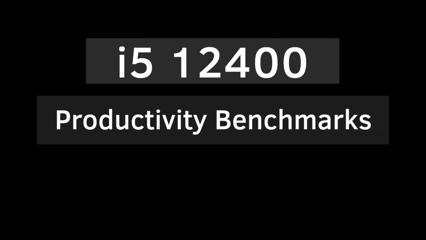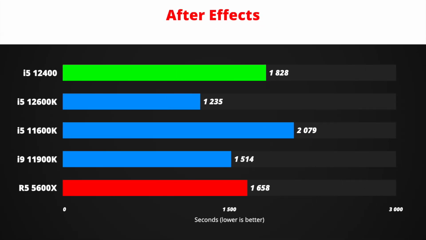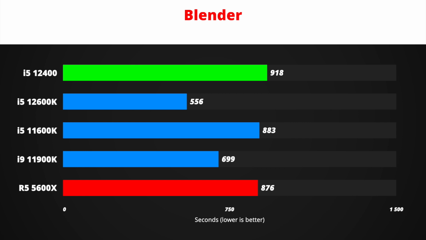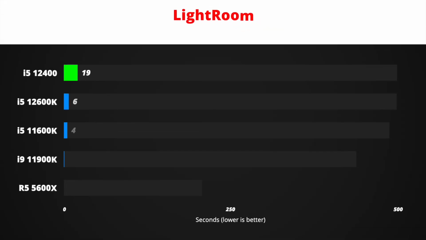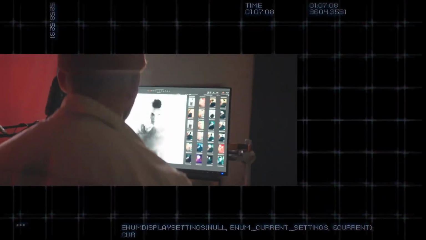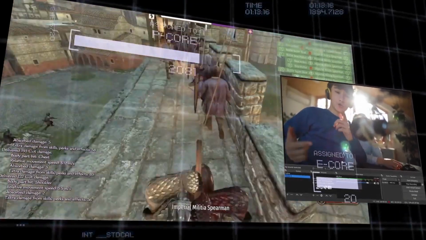Next up, productivity benchmarks. In After Effects, i5-12400 is 12% faster than i5-11600K. But of course, it cannot compete with the current gen i5-12600K because the latter has way more cores. In Blender, 11600K manages to claw back some ground, but it is just 4% better than 12400. In Lightroom, 12400 absolutely destroys all 11th gen CPUs including i9-11900K and is very close to Ryzen 5 5600X. On average, i5-12400 is as good or better than i5-11600K and Ryzen 5 5600X in productivity workloads.